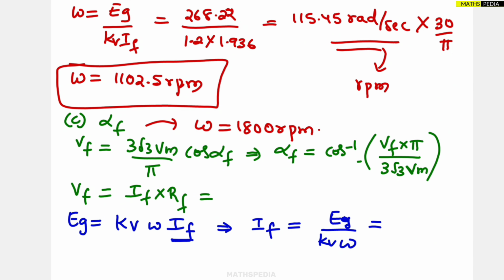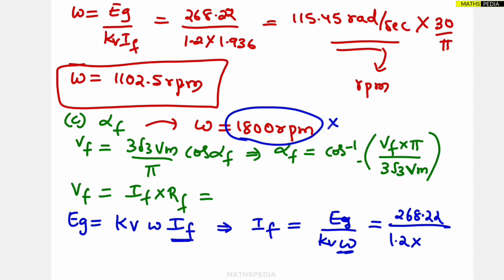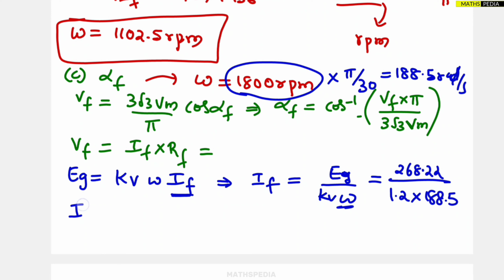So here we have the Eg answer as 268.22, which we got in the B part. kV is 1.2, it will be fixed. Omega is 1800 RPM. You have to convert it into radian per second, just multiply by pi by 30. So we will be getting the answer as 188.5 radian per second. You put this over here, 188.5. So we will be getting the IF value as 1.186 amperes.